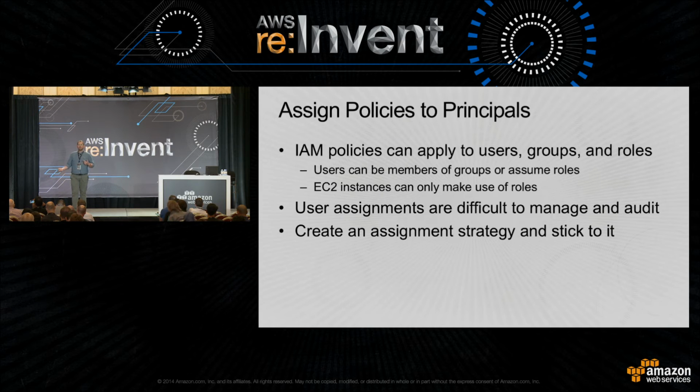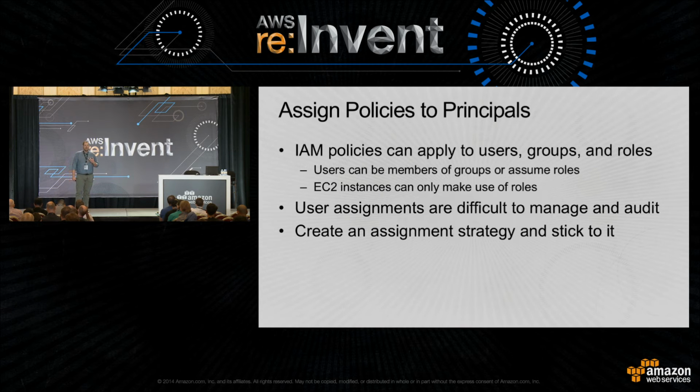So now we have to write policies that enable tasks, but we also have to put them on our principals. So we're talking about users, we're talking about EC2 instances as principals. And so we can assign those directly to users, or we can do it indirectly through groups and roles.